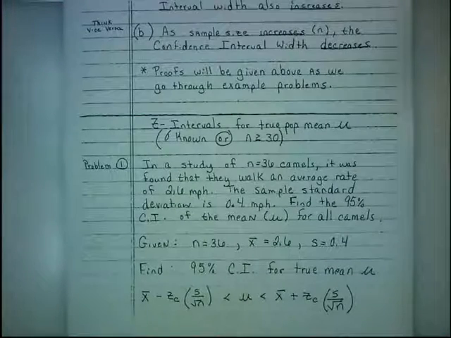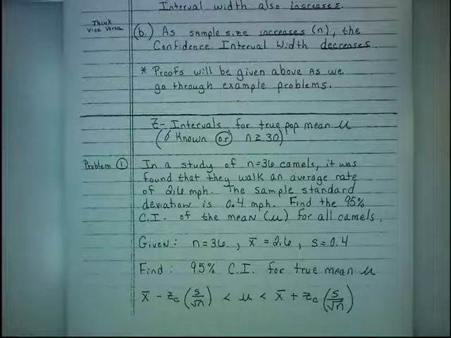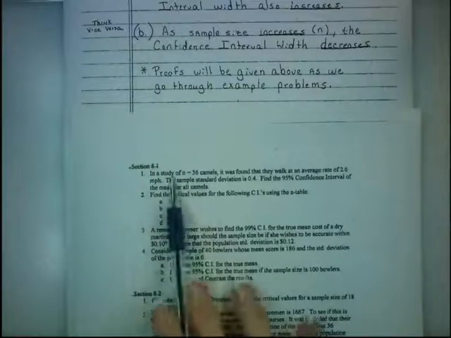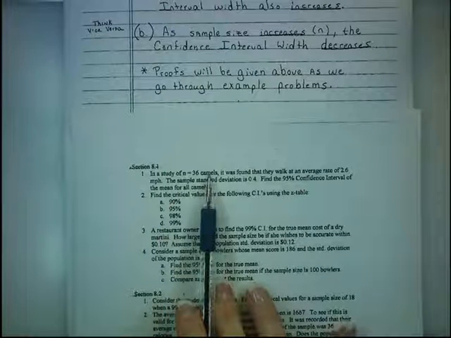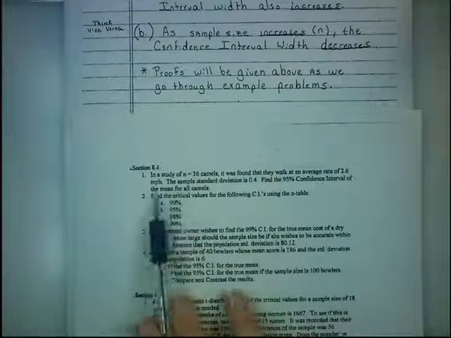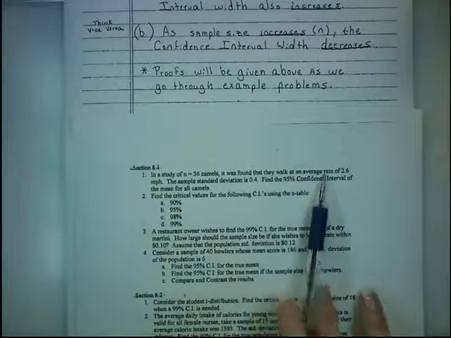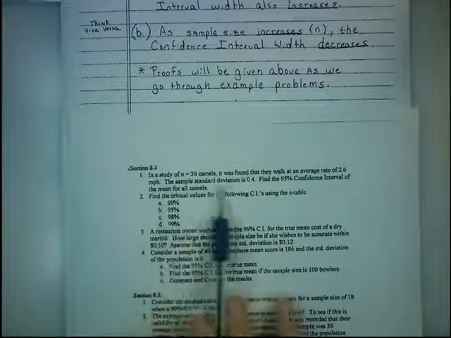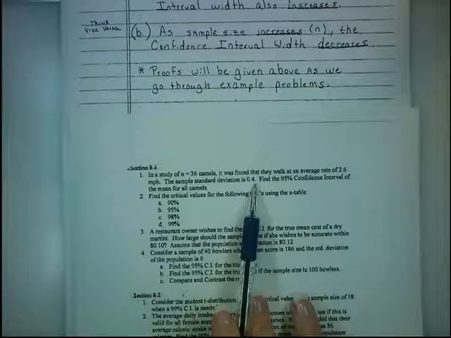So now what I wish to do are these 4 problems with you using the 2-page Z-table. And I will show you also how to use the calculator. You can see from your handout that the first problem says, in a study of 36 camels, it was found that they walk an average rate of 2.6 miles per hour. They who? The 36 camels, which is a sample.